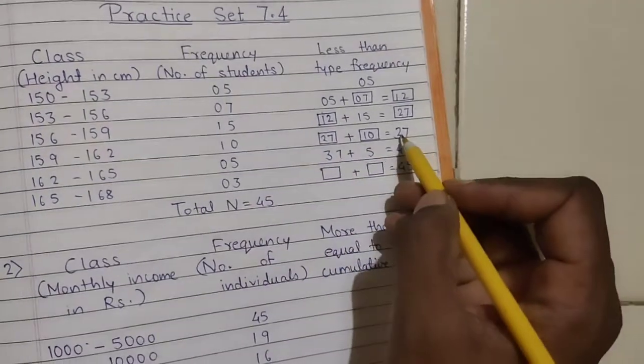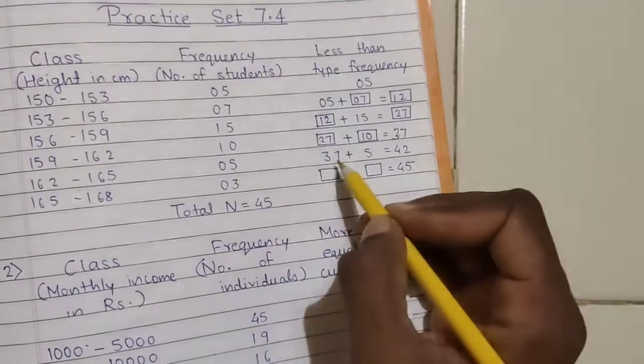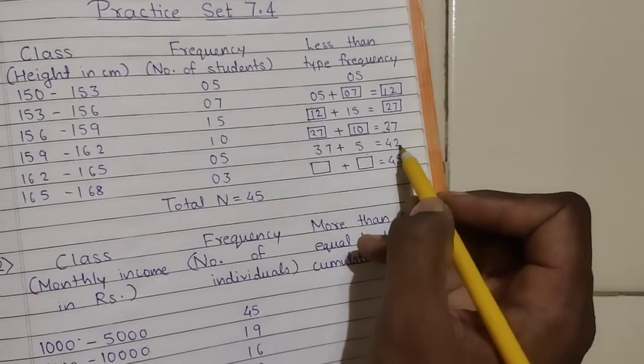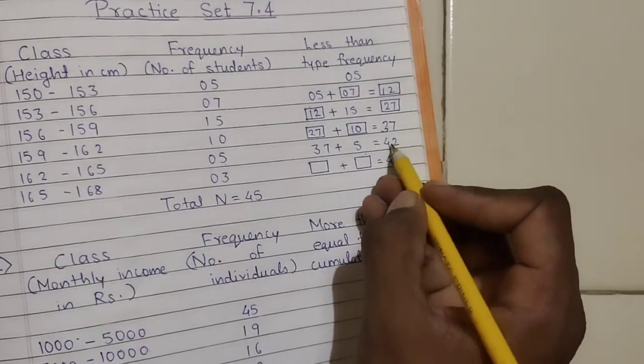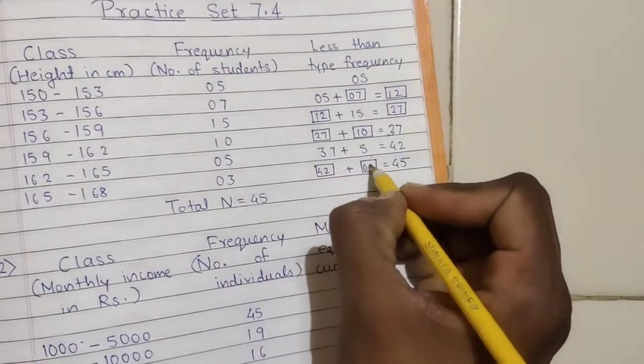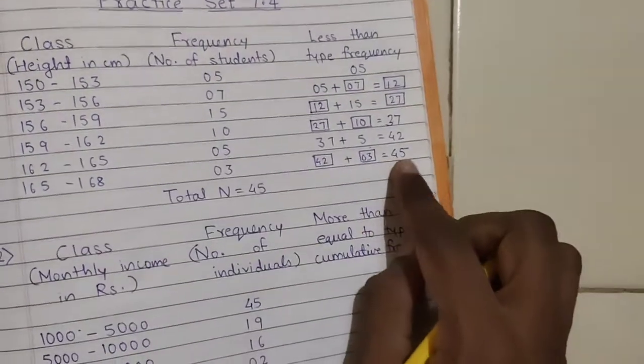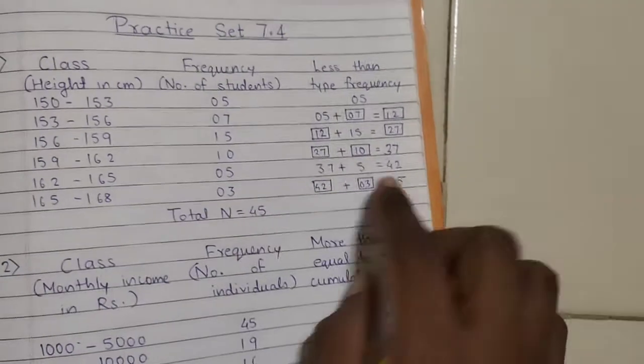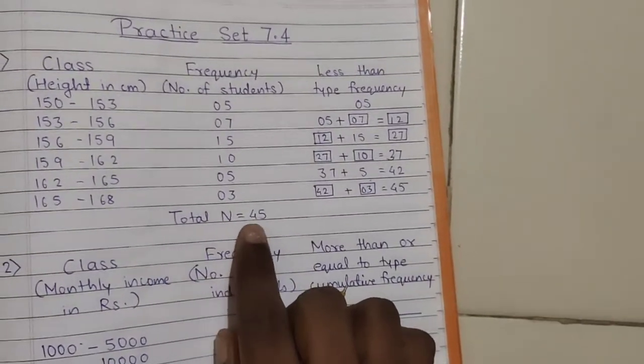So what will be your next step? 37 plus 5, and you can see 37 plus 5 is 42. And then the next step will be 42 plus 3. So let us do that. 42 plus 3, and if you do this you will get 45. Okay, so in this way, the total value is how much? 45.